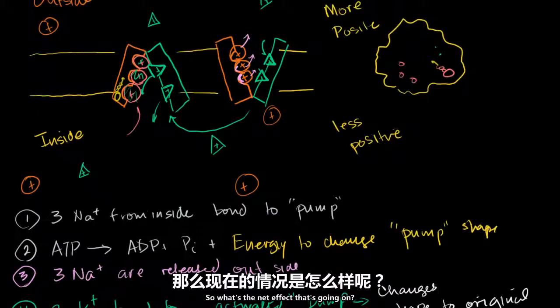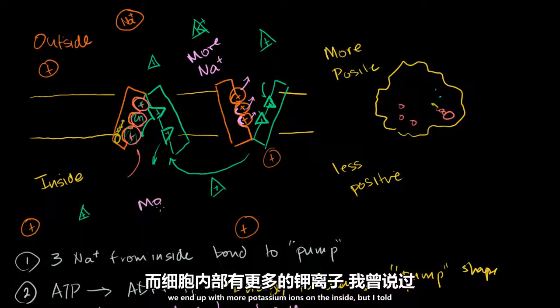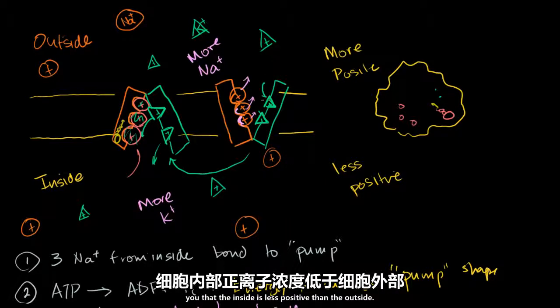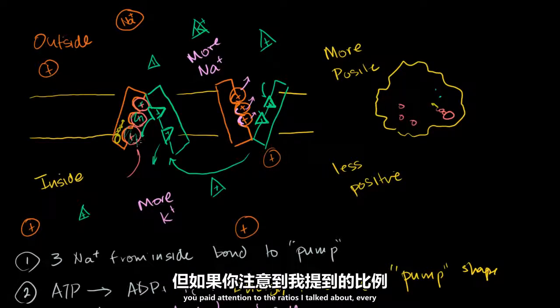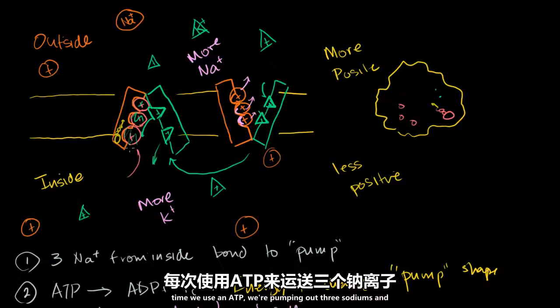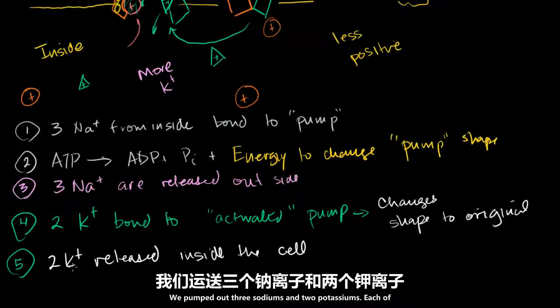So what's the net effect that's going on? We end up with more sodium ions on the outside, and we end up with more potassium ions on the inside. But I told you that the inside is less positive than the outside. But hey, these are both positive. I don't care if I have more potassium or sodium. But if you paid attention to the ratios that I talked about, every time we use an ATP, we're pumping out 3 sodiums, and we're only pumping in 2 potassiums, right?